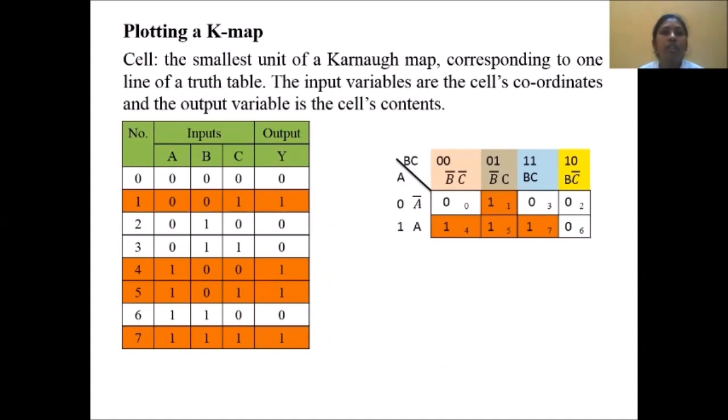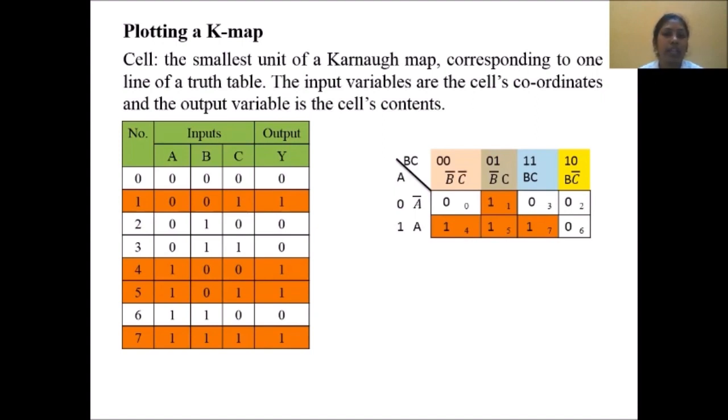So what is a cell? The cell is the smallest unit of a K map corresponding to one line of a truth table. The input variables are the cell's coordinates and the output variable is the cell contents. So the input variables have to be written on the axes of the K map and the output variable is written inside the boxes. So here a truth table is given.